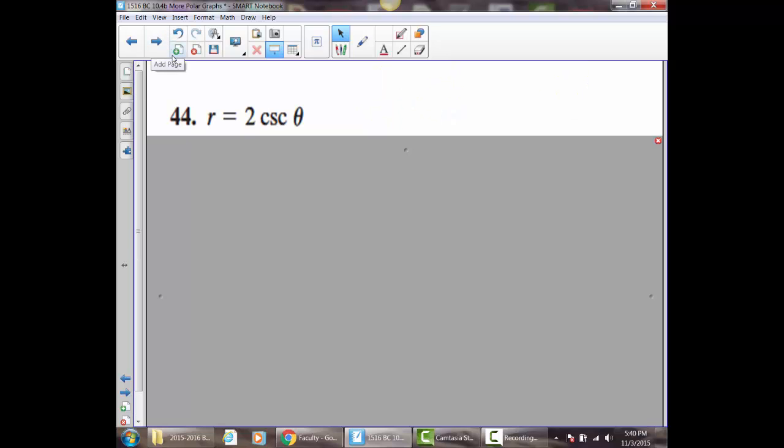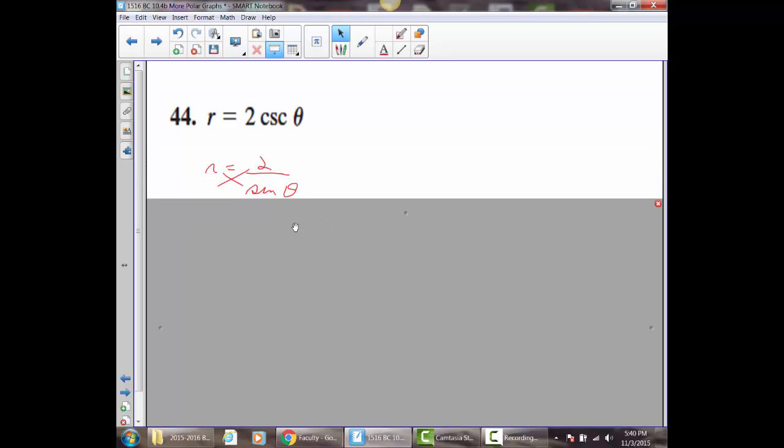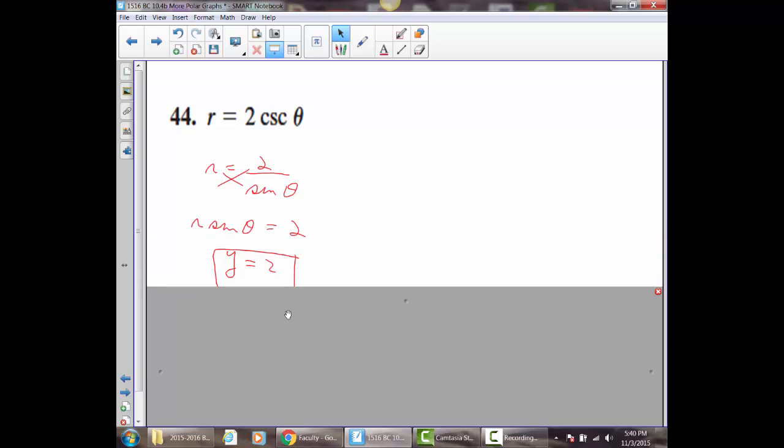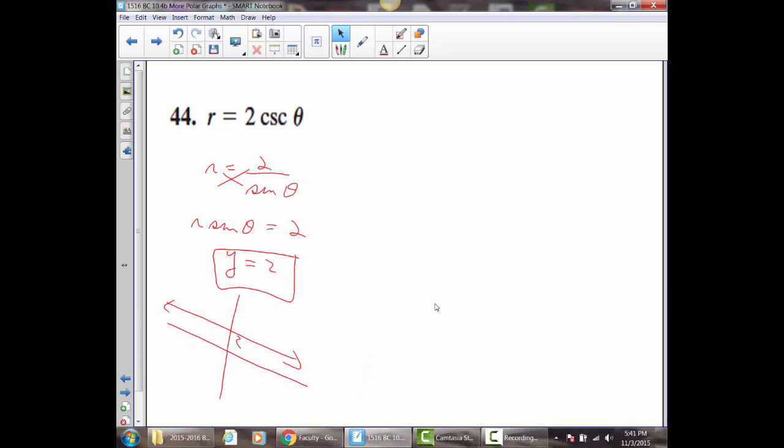r equals 2 cosecant theta. Well, we don't have a formula with cosecant. But what is cosecant? It is 1 over sine. Do a cross product, and of course r sine theta is y. Now here's one where the rectangular version is certainly a much easier version of a horizontal line than r equals 2 cosecant theta, but it is a horizontal line.